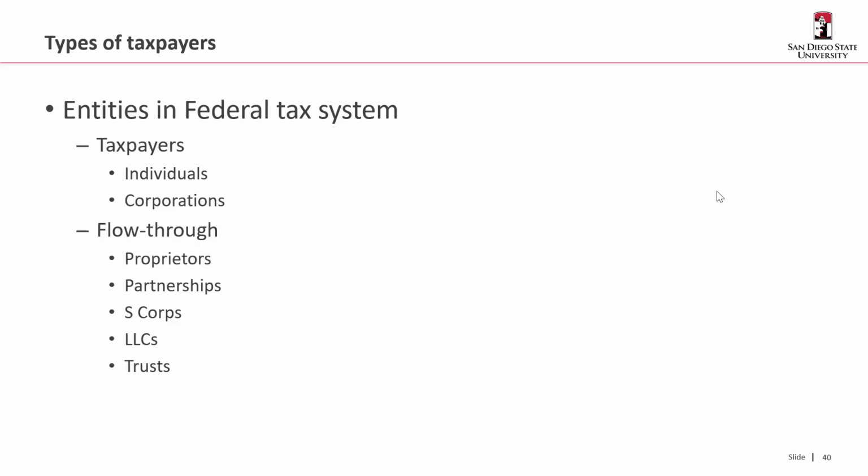Okay, so what kind of entities are there in the federal income tax system? So you can think of it as there are two types of taxpayers. There's individuals and there's corporations. And within individuals, I'm including trusts and estates. So then there's a number of other flow-through entities like sole proprietorships, partnerships, S-corps, LLCs, and certain trusts if they're distributing all their income to their beneficiaries.